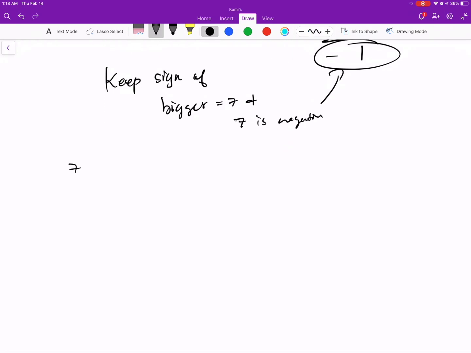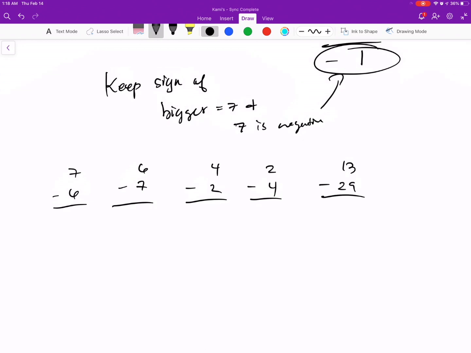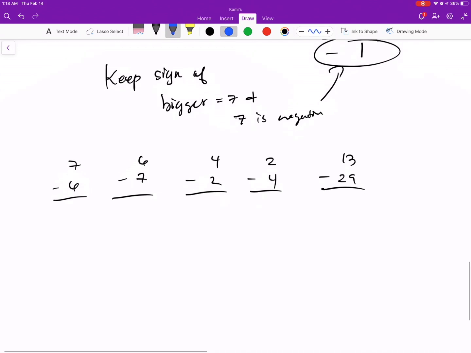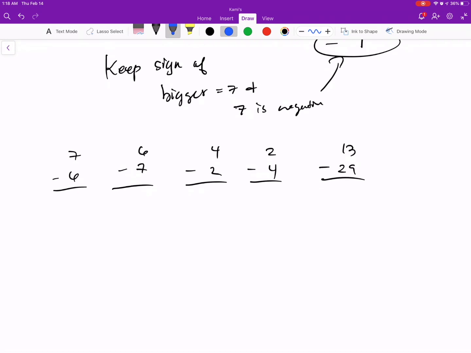So let's do a few problems of that. So let's do 7 minus 6, 6 minus 7, 4 minus 2, 2 minus 4, 13 minus 29. Alrighty. 7 minus 6. This is a simple 1. 6 minus 7, -1. 4 minus 2, 2 minus 4. Well, let's see. Not so simple.